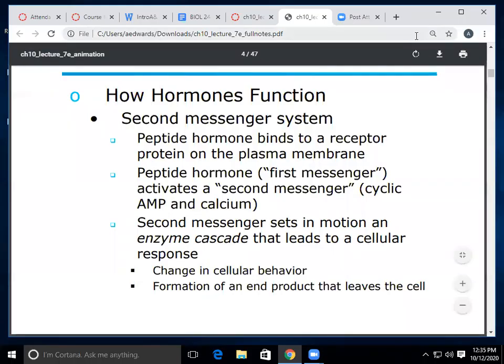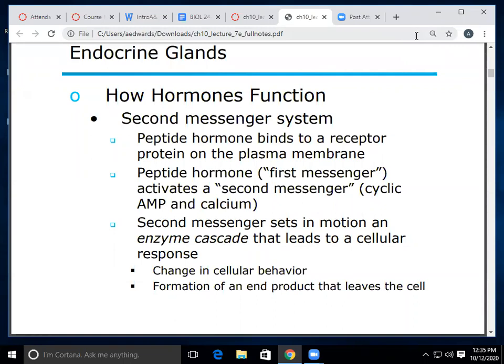So we talked a little bit about the overall role of the endocrine system as well as some endocrine glands. Let's talk a little bit more about the function of hormones. There's a big concept we want you to know in this chapter called the second messenger system. And what happens there, this is describing peptide hormones.